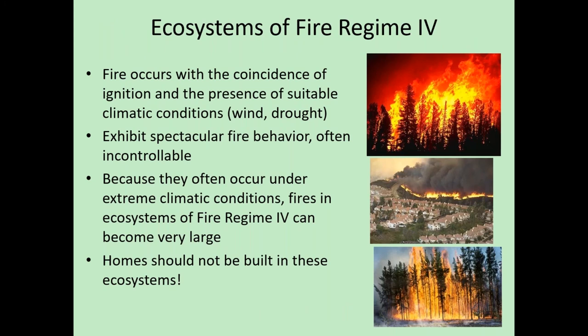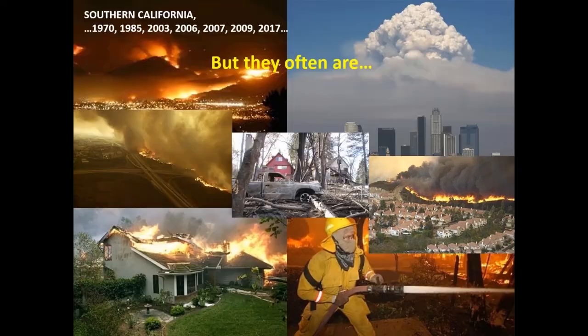So fire occurs with a coincidence of ignition, right? And the presence of suitable climatic conditions, wind and drought, spectacular fire behavior. You often can't control these things. Fires can become very, very large. And of course, as you all know, the sad truth is that we have built a lot of homes in these systems. So we periodically burn a lot of homes, lose lives, and spend billions and wonder where it's all going.